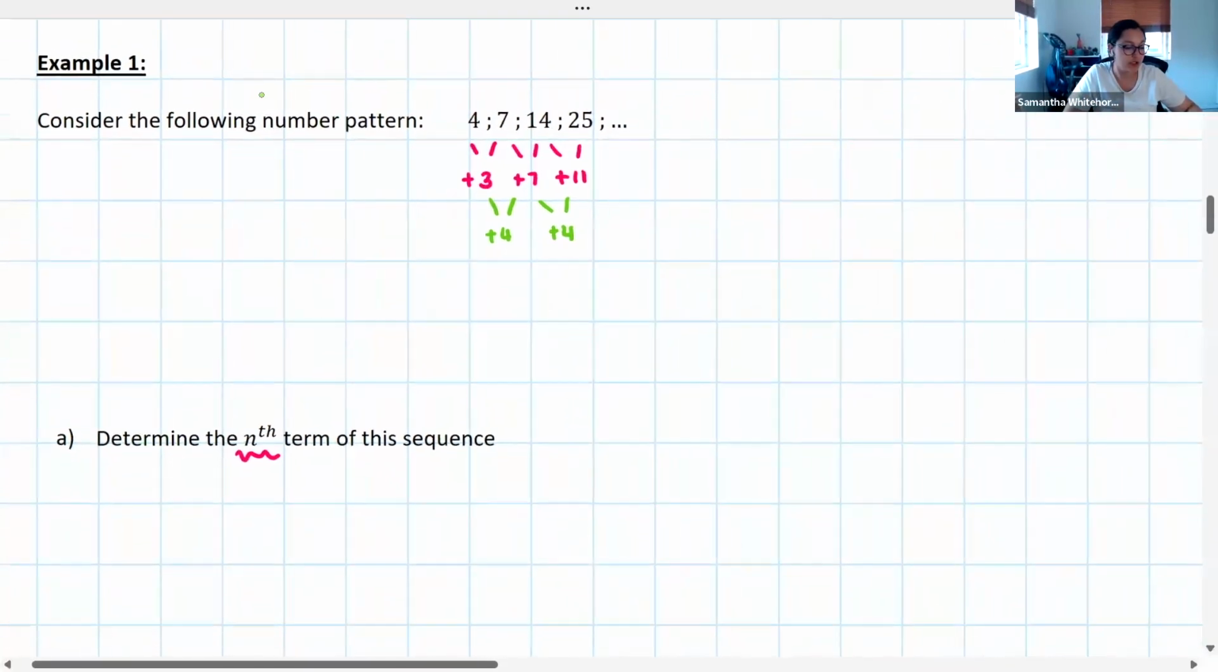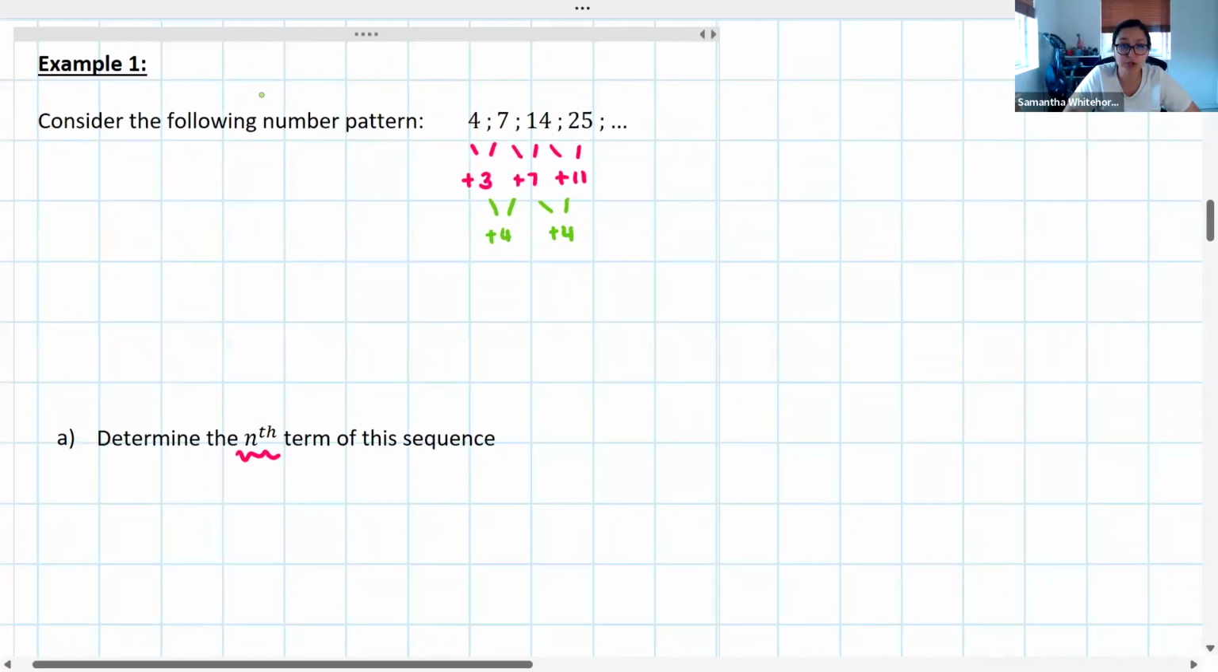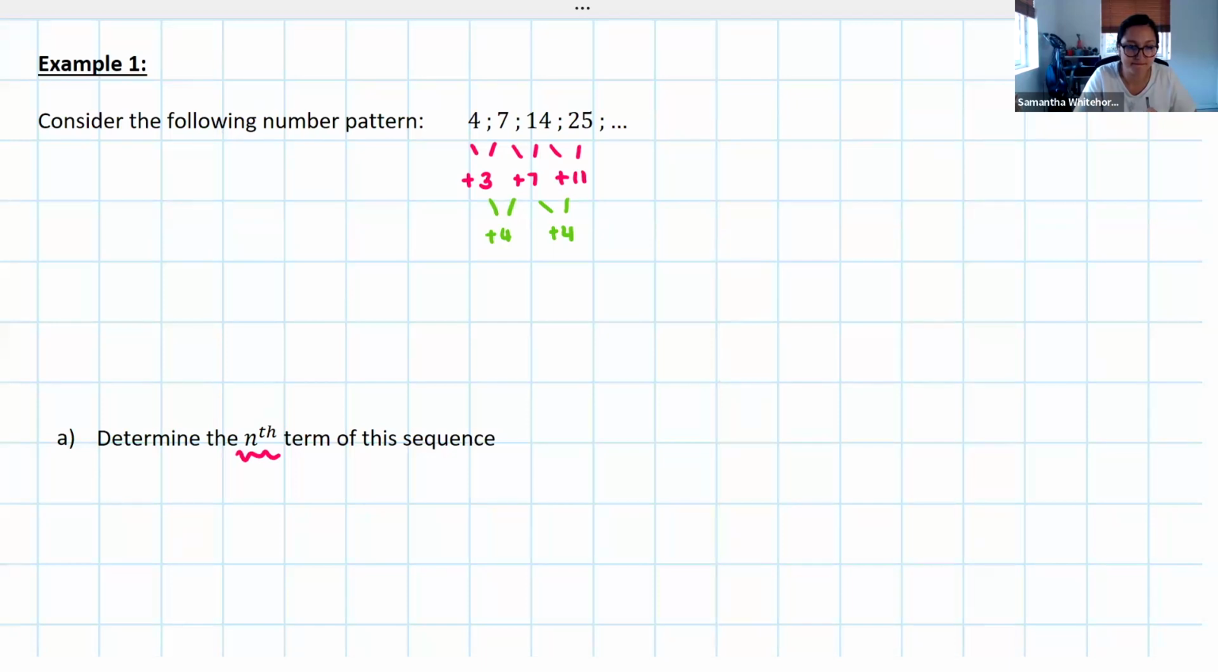So the first question is asking me to determine the nth term of the sequence. So guys, what does that actually mean? If I say determine the nth term, what am I looking for? And again, feel free to unmute to answer if you want, otherwise we can use the chat. So what does it mean when I want the nth term? Nice. Okay, so exactly, it's the general formula. So another way of phrasing this question would be looking for your general formula.